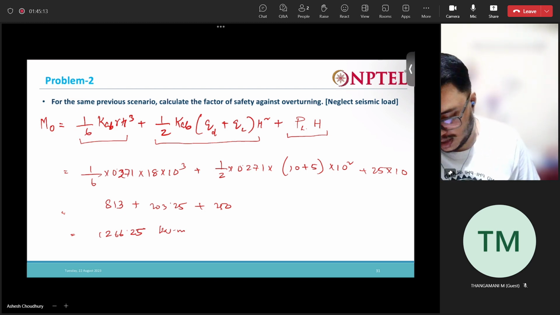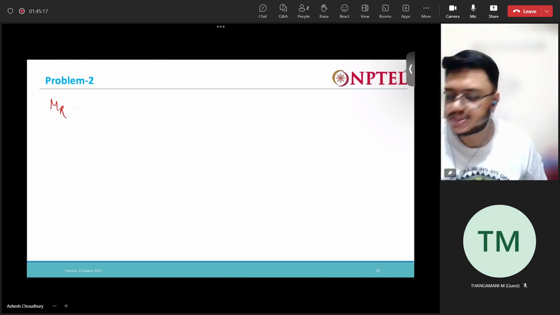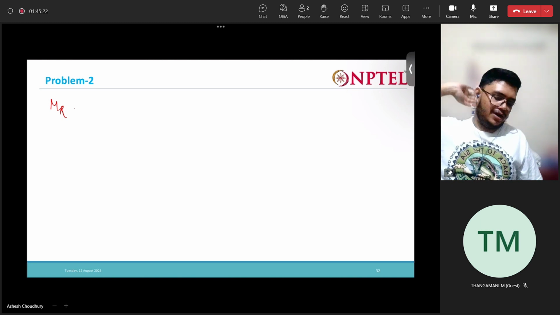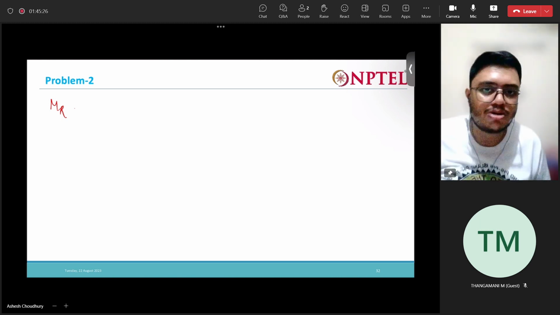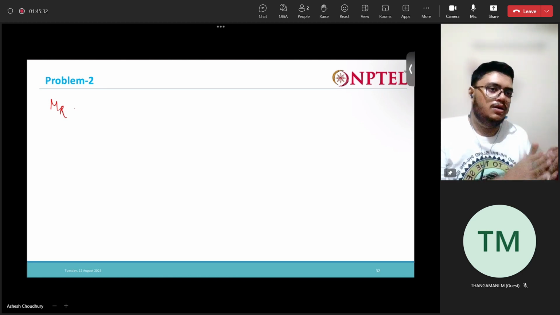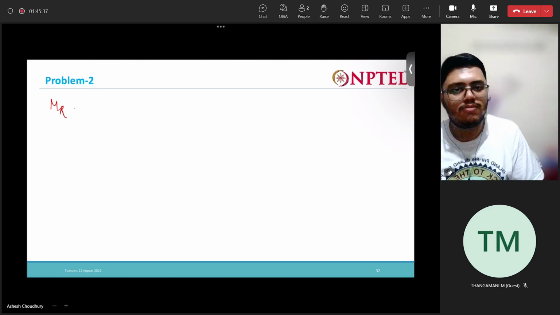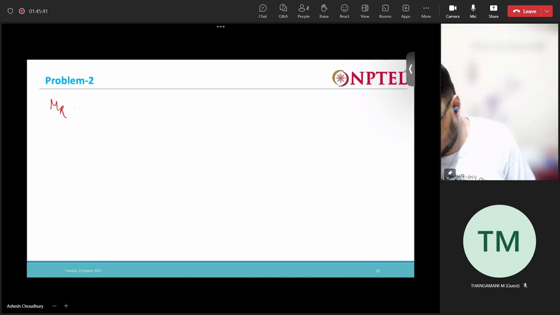Okay. After that, what do we need to do? We need to calculate the resisting moment. So the resisting moment is given by what? It is given by the weight of the soil mass and the weight of the dead load surcharge. The dead load and the weight of the soil mass will be contributing to the resisting moment. So let us calculate that.